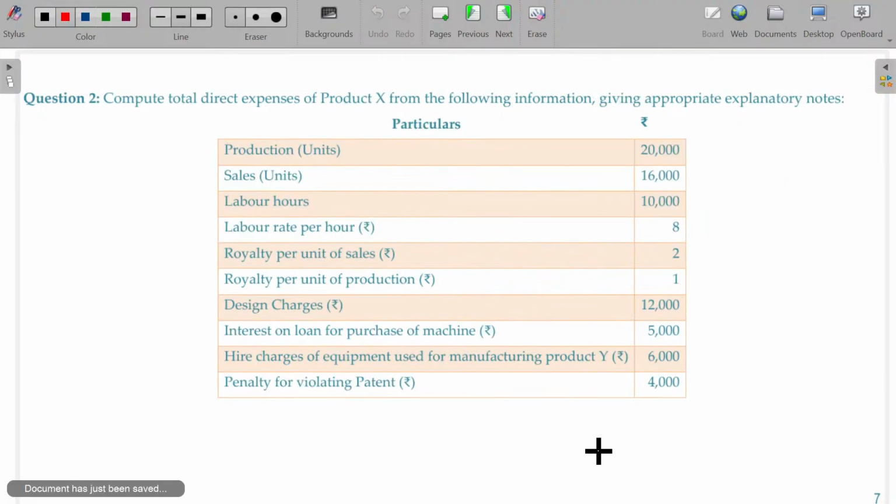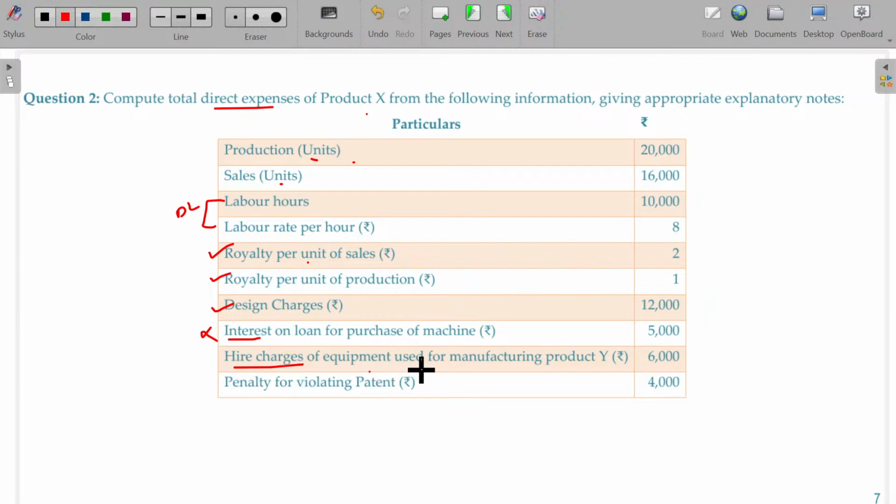Now, second question. Compute the total direct expenses of product X from the following information, giving appropriate explanatory notes. Production in units, sales in units, labor hours 10,000, labor hour rate being 8 rupees. Right. Royalty per unit. Royalty will be the direct expenses. Labor cost will be considered as direct labor, will not be a matter for me. Royalty per unit of production also direct expenses. Design charges also direct expenses. Interest on loan, finance charges will not be taken.